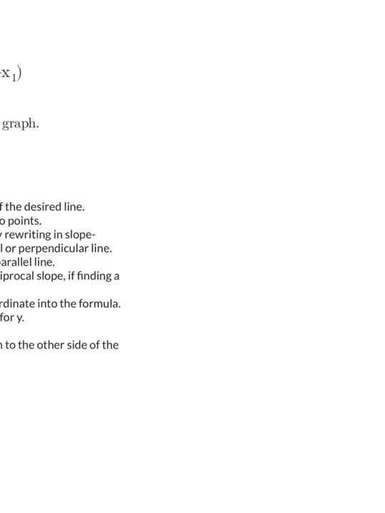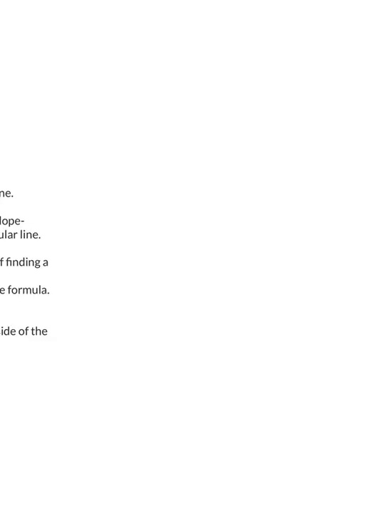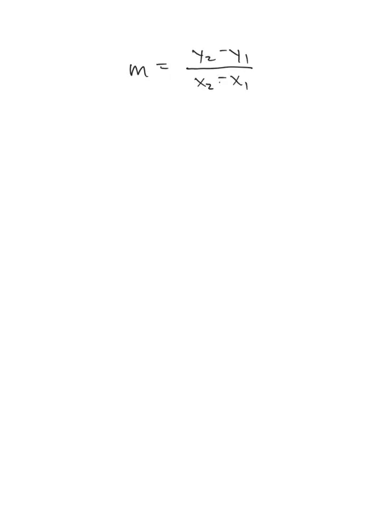If we go ahead and look at our formula for slope, recall that our formula for slope is m equals (y2 minus y1) over (x2 minus x1). So we're going to manipulate this into point-slope form. In order to do this, the first thing that I want to do is get rid of my fraction. So I want to multiply both sides of the equation by x2 minus x1.